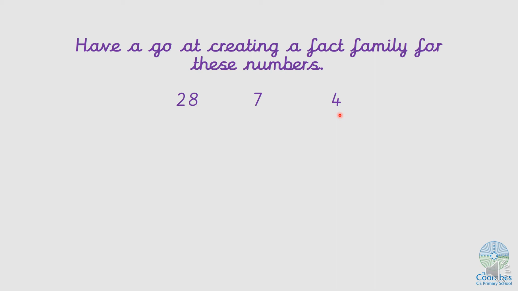Okay, let's have a look at the fact family. We'll start with our multiplication sentences. So you could have had 7 groups of 4 is 28, or 4 groups of 7 is 28. So they just switch those first 2 numbers around.